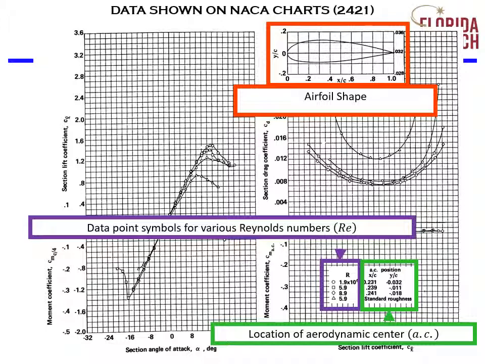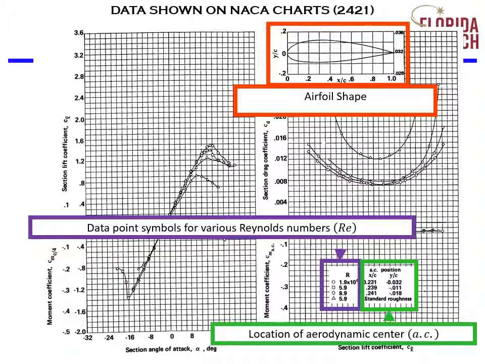Let's now walk through a typical NACA chart. The airfoil shape will be plotted on an XY grid at the top of the chart as shown in the red box. A legend for the data points in terms of Reynolds number is shown in the purple box. Note that two of the Reynolds numbers are the same.